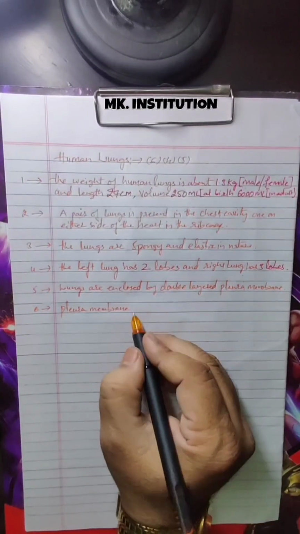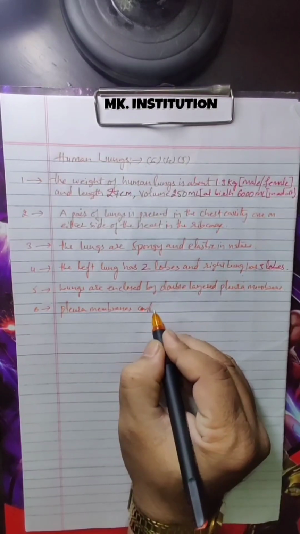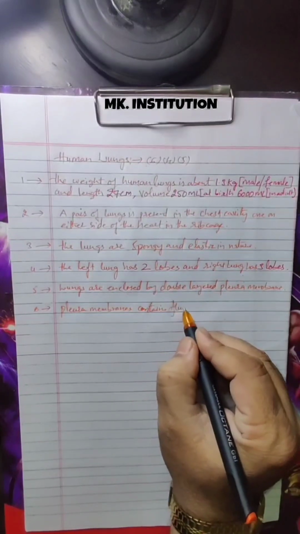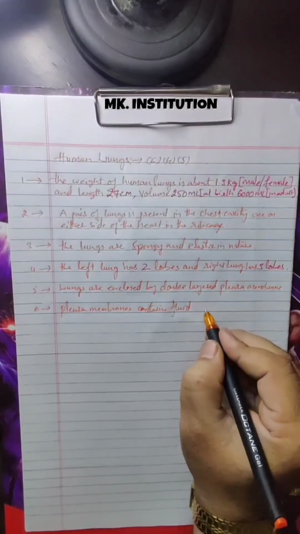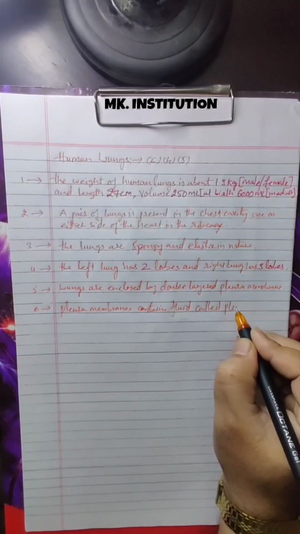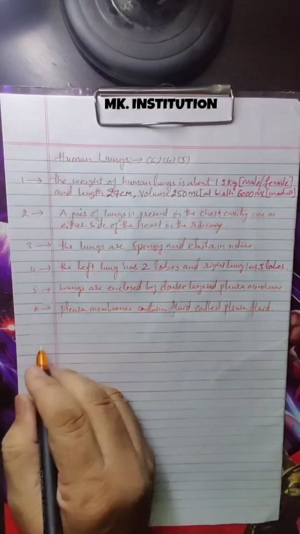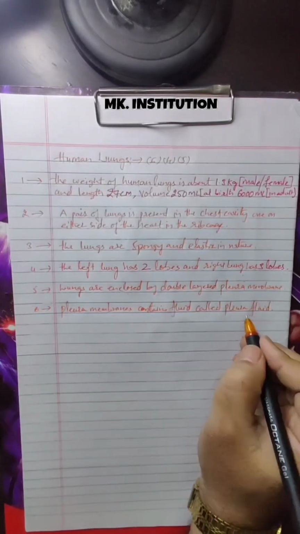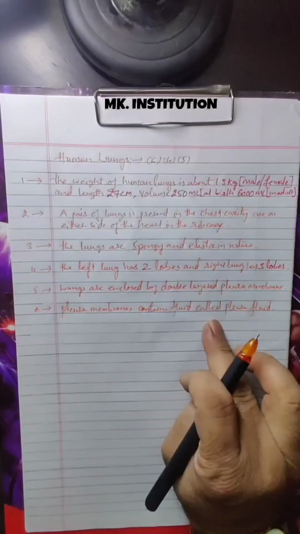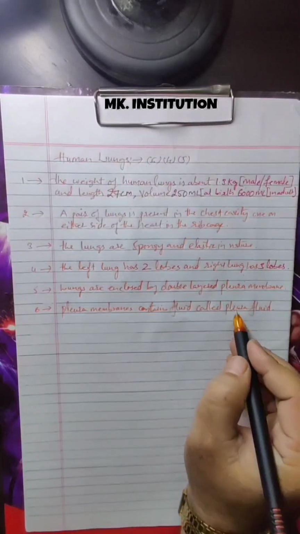Then the sixth one: the pleura membrane contains fluid called pleura fluid. Clear? There is a space in the double layer membrane. First membrane, second membrane, and in the middle of that a fluid is present, which is called pleura fluid.